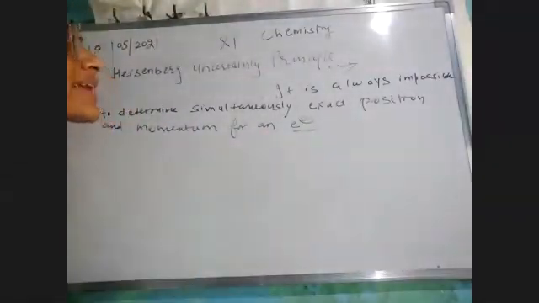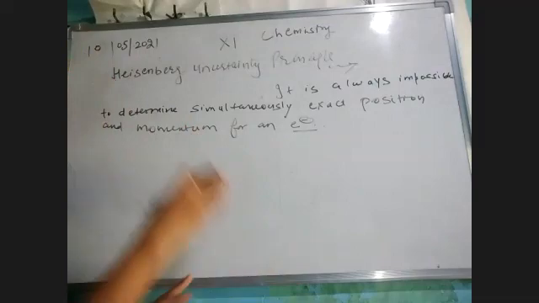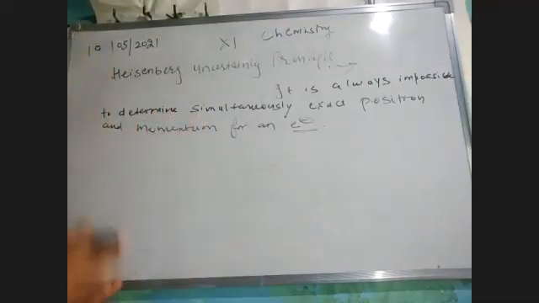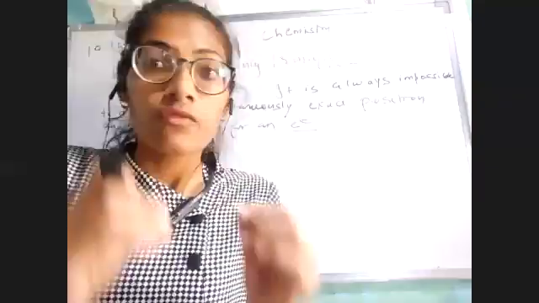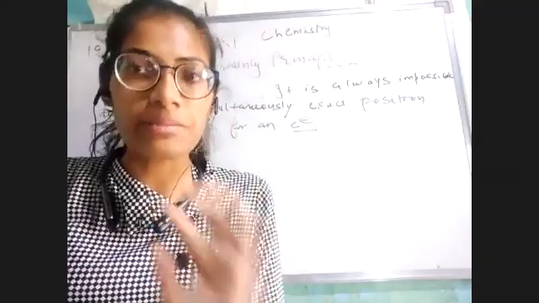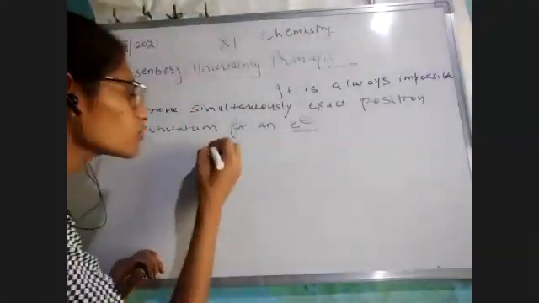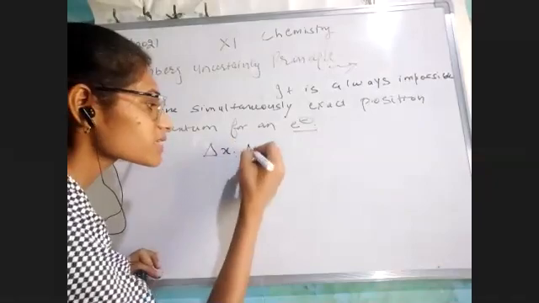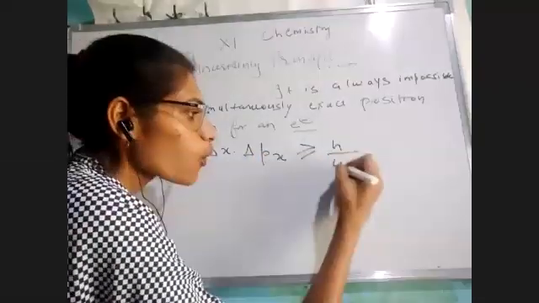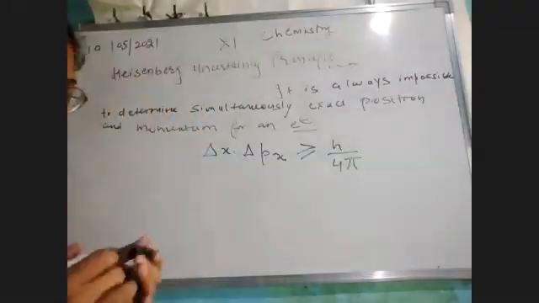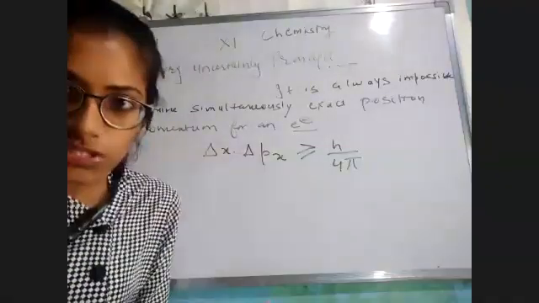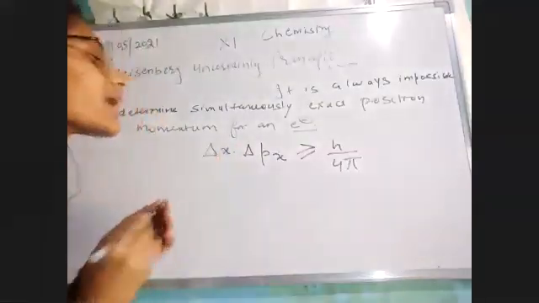So for an electron, it is always impossible to determine simultaneously the exact position as well as the exact momentum. To help us understand, he has also given a simple mathematical formula: delta x into delta px is greater than or equal to h over 4 pi. Let me explain this a little. The x here represents position and the delta represents uncertainty.